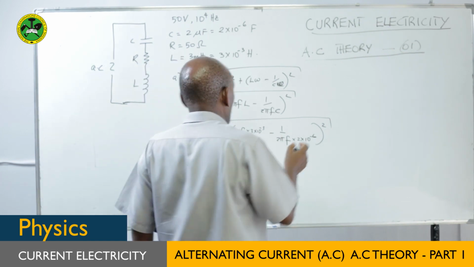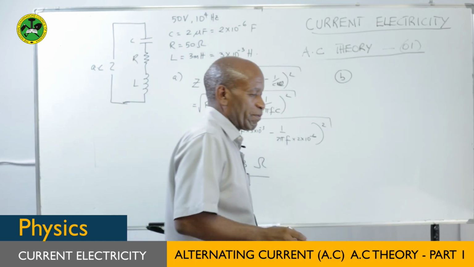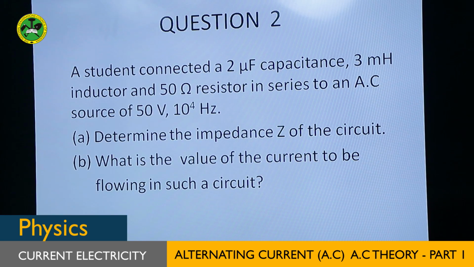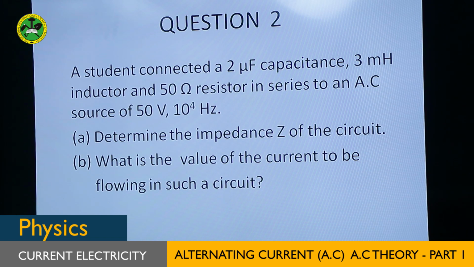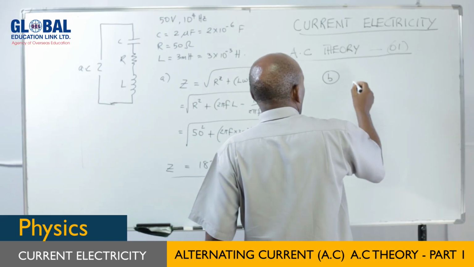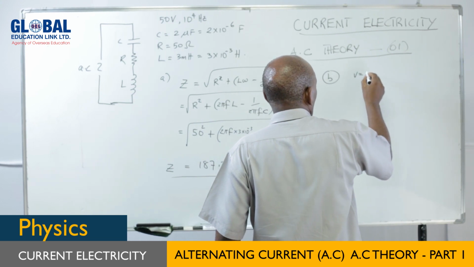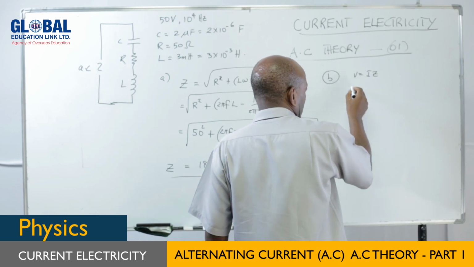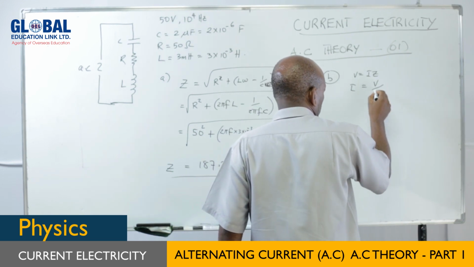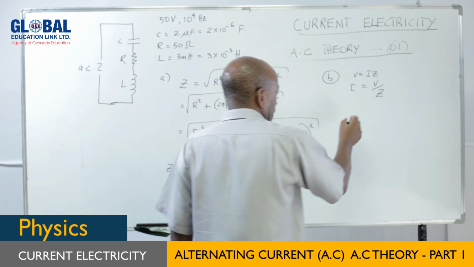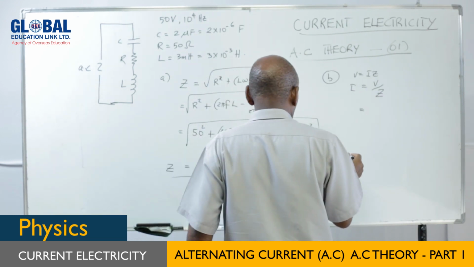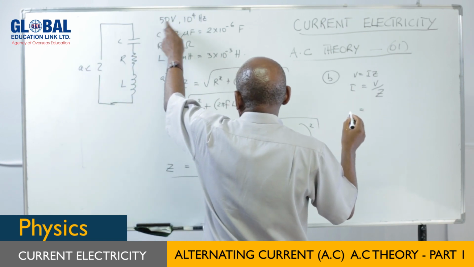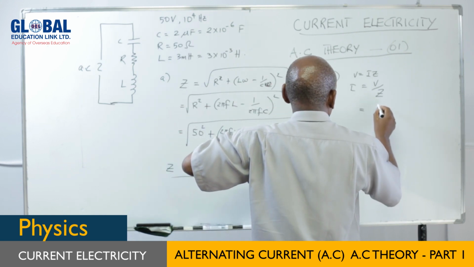This will be for part A, because what remains is just arithmetic, which I believe you can do comfortably by substituting and calculating the square root. Part B, what is the value of the current flowing through the circuit? Having obtained the impedance, from Ohm's law, V is equal to I times the impedance. So the current I will be equal to the voltage divided by the impedance Z. The impedance has already been obtained, and the voltage of the AC source is 50 volts, and then you can calculate.